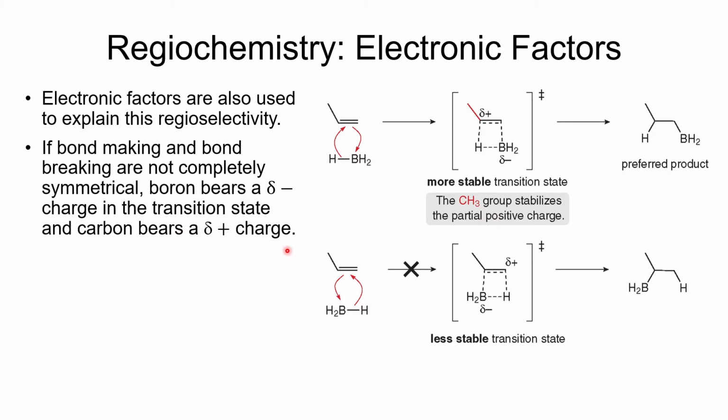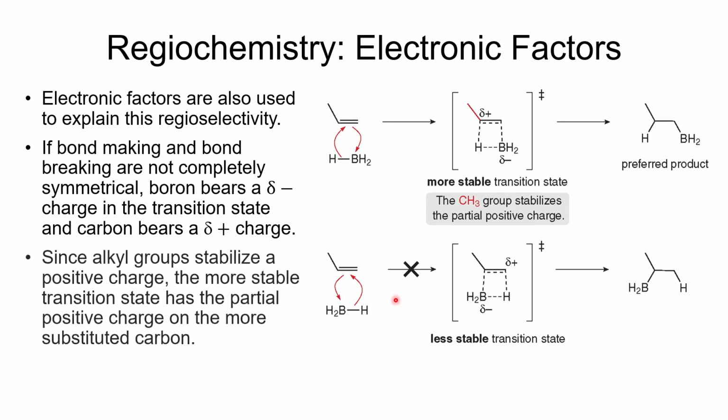But here is the magic of the whole thing. Remember, in normal Markovnikov addition, the hydrogen goes to the less substituted carbon. Well, here the hydrogen goes to the more substituted carbon. And so this is opposite regioselectivity from regular hydration. Let me explain in a little more detail.